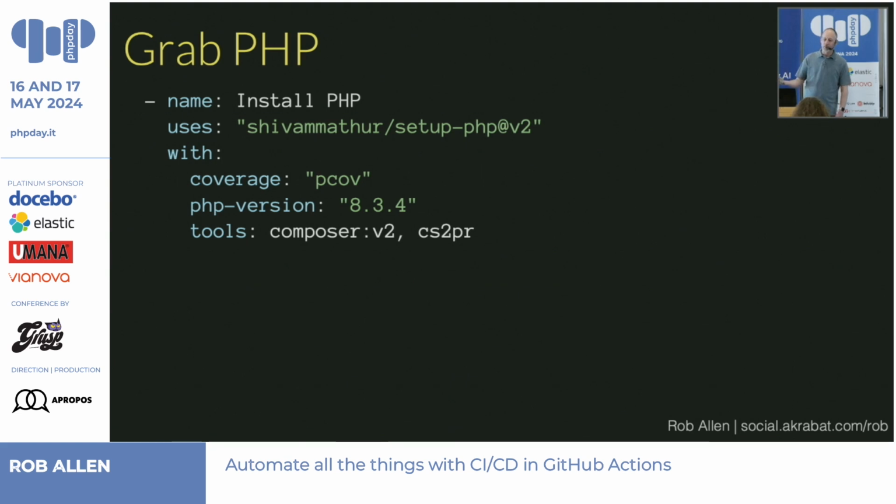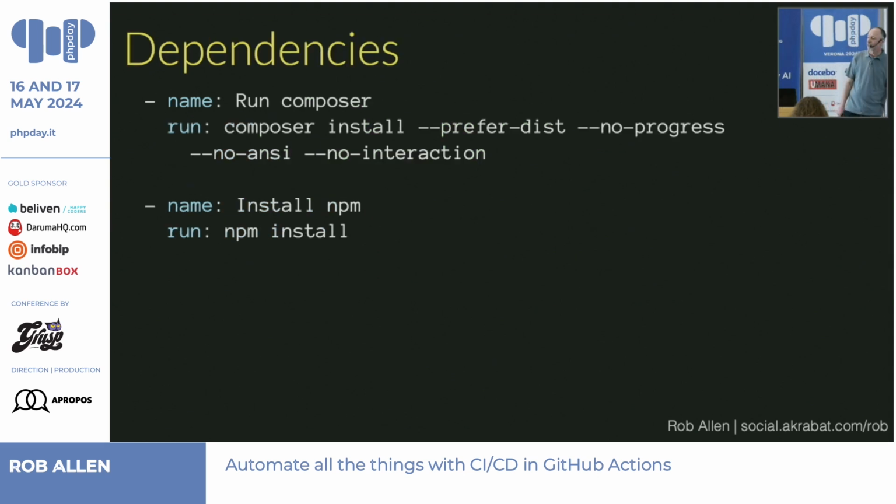So the action is a third-party action. The with section enables us to pass in the configuration for the action. I want pcov, I want PHP 8.3.4, and I want Composer and cs2pr. Because then I can run Composer, which we're already doing because we need our dependencies. I can probably run npm because invariably there's some JavaScript stuff now.